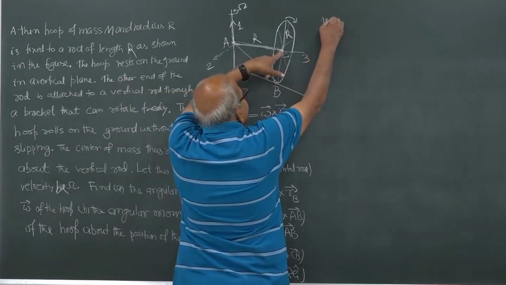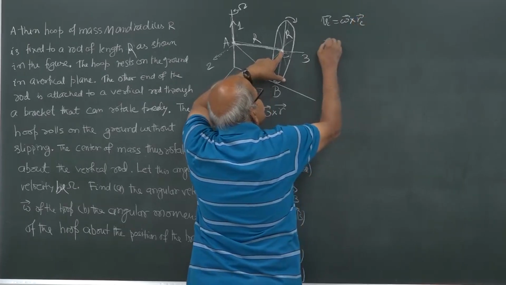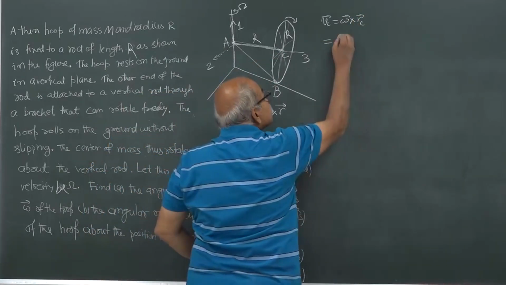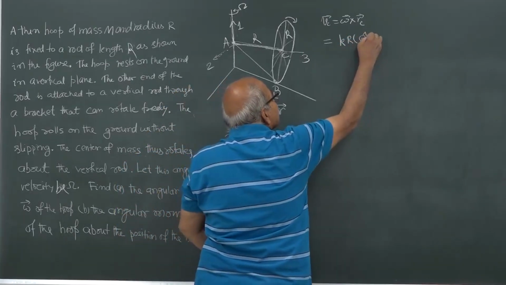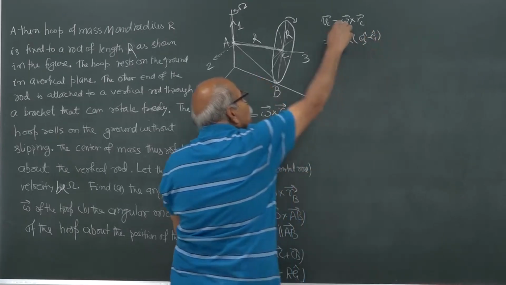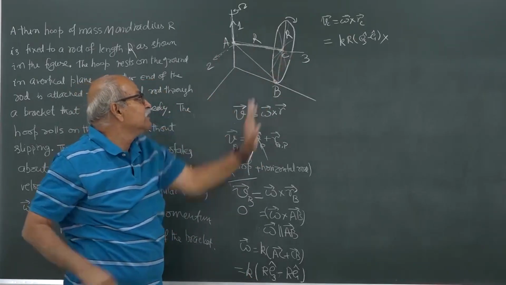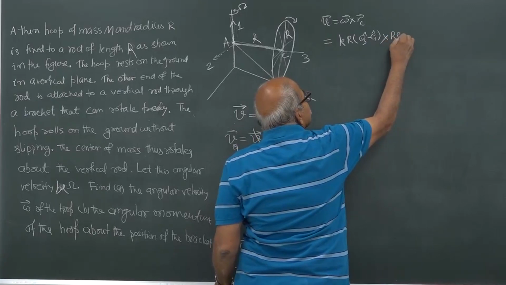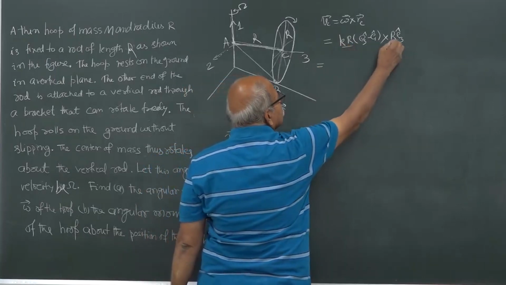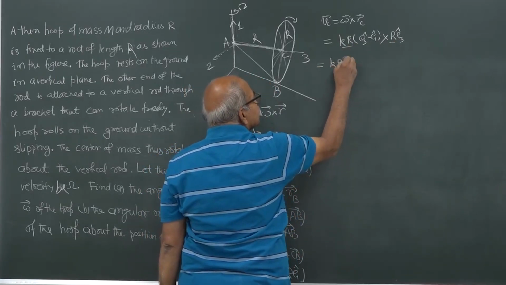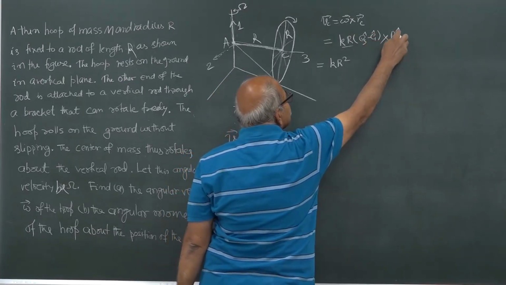Velocity of point C is equal to omega cross position vector of C, and omega is k times R, you can write here, E3 cap minus E1 cap. This is omega, and cross R of C, the position vector of C, which is R E3 cap, and that you can write now kR squared. E3 cap cross E3 cap is 0 and minus E1 cap cross E3 cap will be E2 cap.